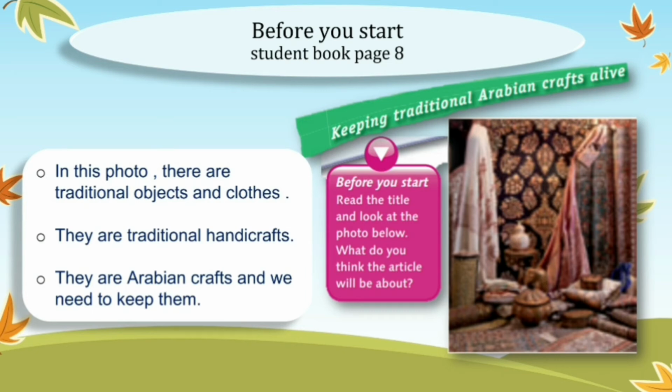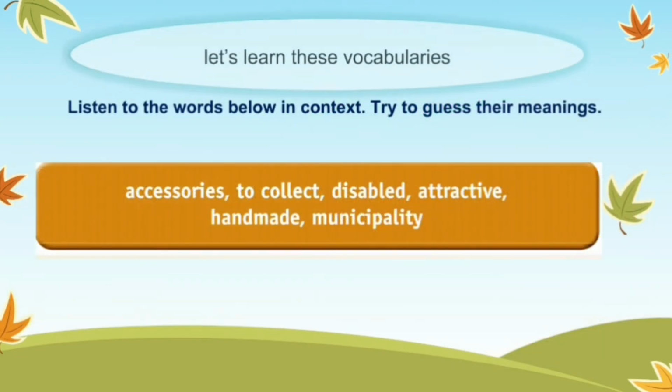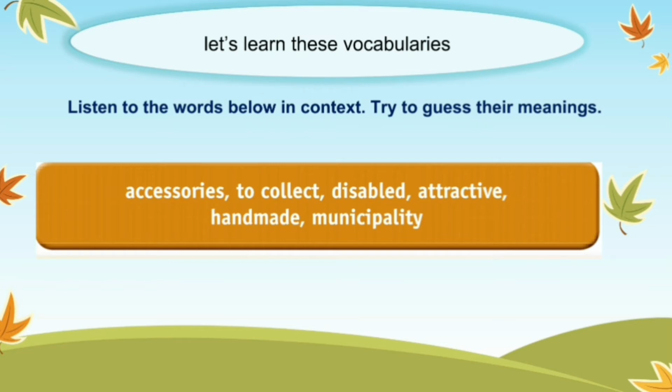In this photo, there are traditional objects and clothes. They are traditional handicrafts. They are Arabian crafts and we need to keep them. After we knew a little of what the text talks about, let's move to the vocabularies of this text. Let's learn these vocabularies. I want you to listen to the words below in context and try to guess their meanings.